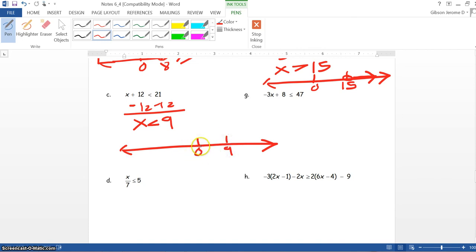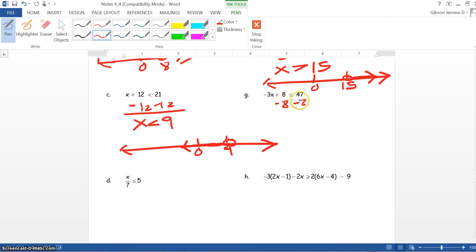So now, we want to graph this. We notice this x is less than 9. We know it's an open circle on a 9 because it's not an or equal to. And then we will draw our line and our arrowhead. Now we come here to G.